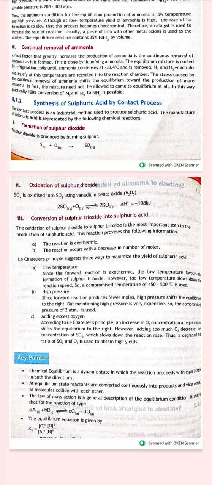Adding excess oxygen. According to Le Chatelier's principle, an increase in O2 concentration will shift the equilibrium towards the right. However, adding too much O2 decreases the concentration of SO3, which slows down the reaction. Thus, a 1:1 ratio of SO2 and O2 is used to obtain high yields.